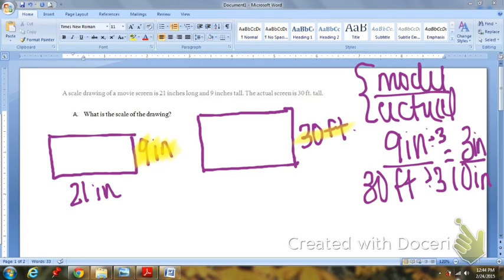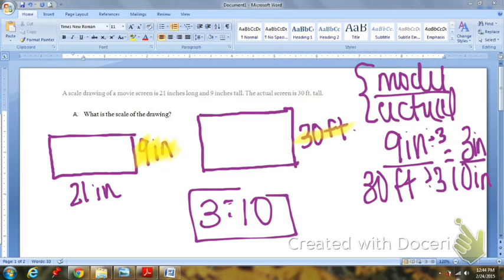So now we're going to write our scale with colons, so it reads in a horizontal manner. So 3 to 10. Because this is the way that we most often see scales. So our scale of the drawing is 3 to 10.